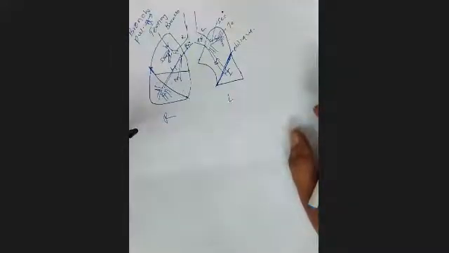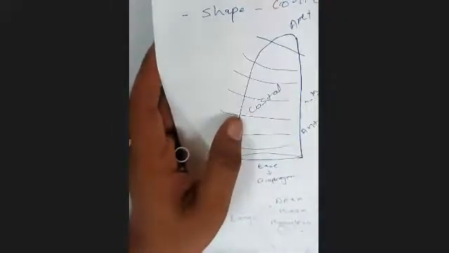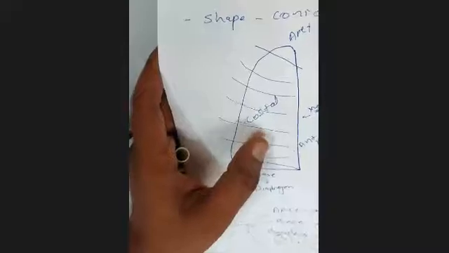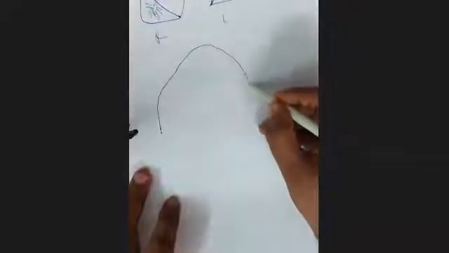Okay. Now, in the previous diagram, we studied mostly the costal surface. Now we will be studying how the medial surface of the lung looks like. Now I am drawing the medial surface of the lung for the right side.